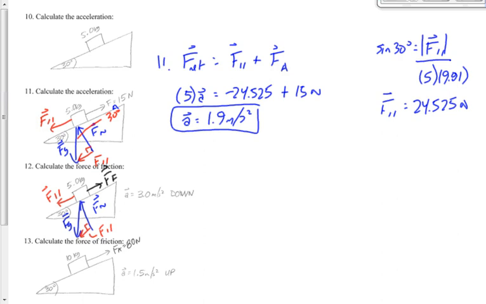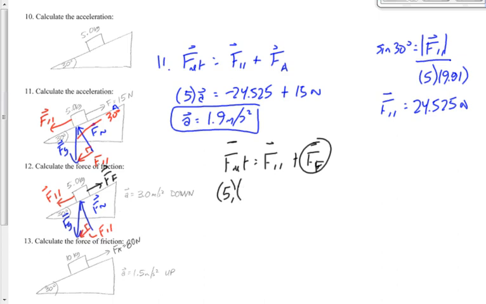Okay, so let's set it up. F net is equal to F parallel plus Ff. We're solving for a different variable here than we usually solve for, right? We almost always solve for acceleration. This time we're solving for the value of the force of friction. F net is m times a. It's 5 times 9.81. No, it's not. It's 5 times what?